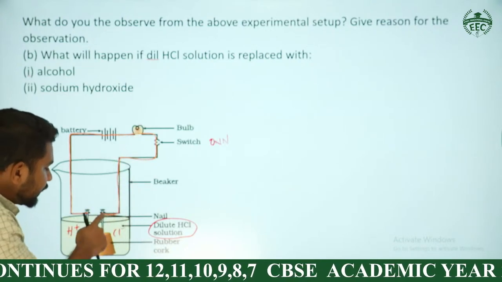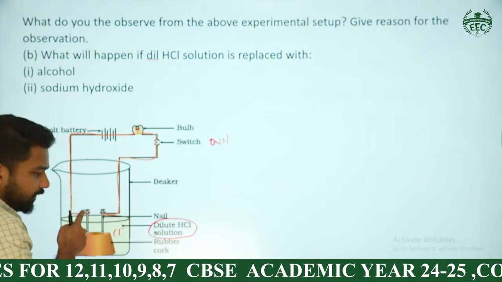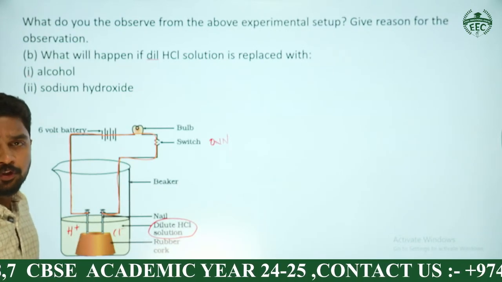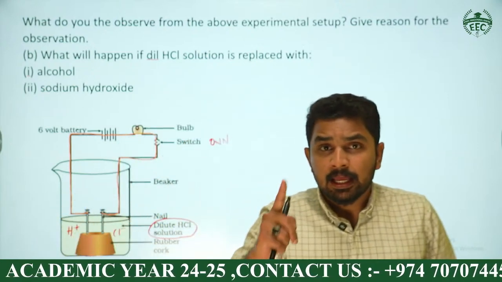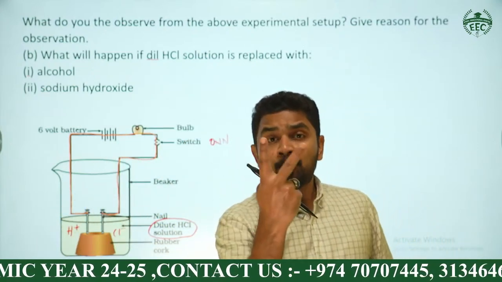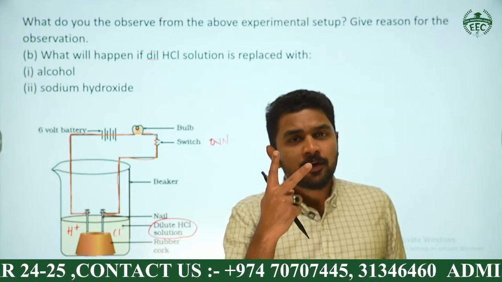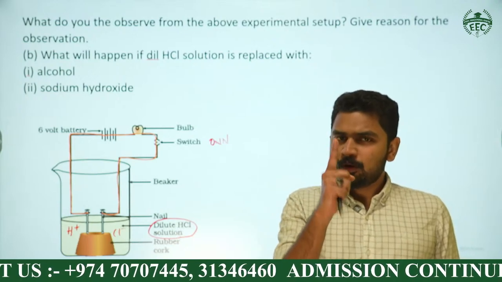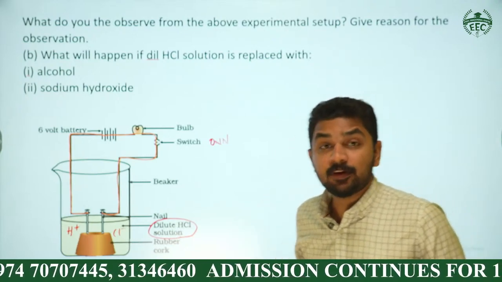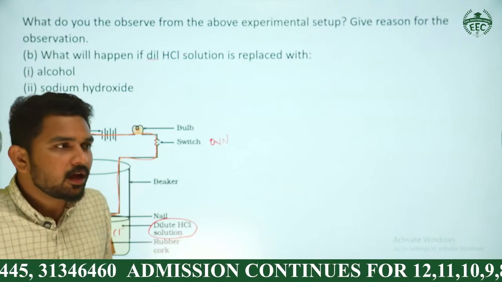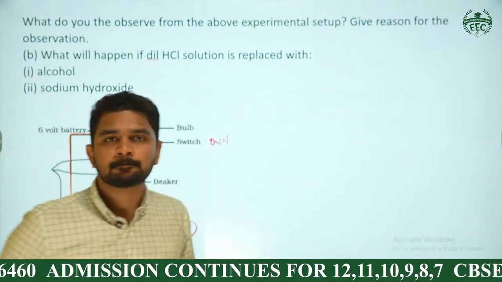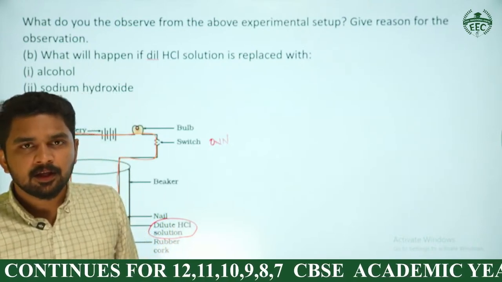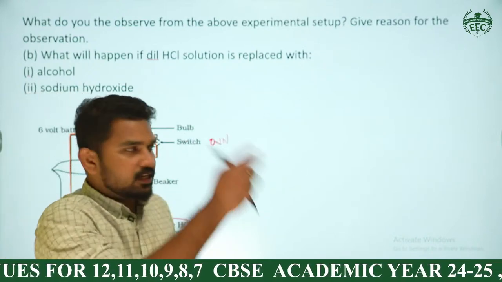And you can see that the electrical circuit is incomplete here, in between these nails. Remember, always remember, current can be carried by only two particles. What are they? The first one is free electrons. They are free to move, so they can carry the electric current. You studied this in your physics class, right? Current can be carried by free electrons.